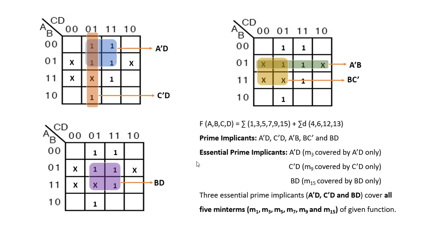Now first of all we will form the prime implicants. So prime implicants means we have to combine the maximum number of ones. So we have formed prime implicants which are A bar D, C bar D, A bar B, B C bar, B D. Now to form the prime implicant for grouping, you can use the don't cares. You can use don't cares just to improve the grouping, but you cannot form a prime implicant which will consist of only don't cares. So you can use don't cares just to improve the grouping of ones.